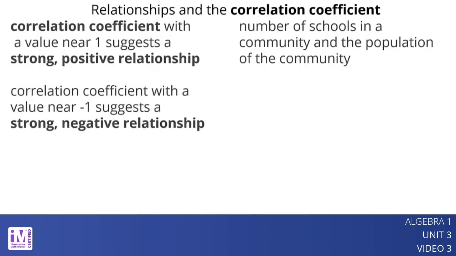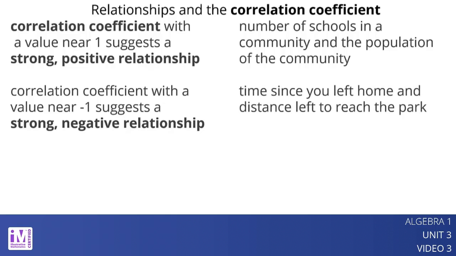Similarly, a correlation coefficient with a value near -1 suggests a strong negative relationship between the variables. Again, most of the data tends to be tightly clustered around a line, but now, when one value increases, the other decreases. The time since you left home and the distance left to reach a park has a strong negative correlation. As the travel time increases, the distance to the park tends to decrease, so this is a negative correlation. The variables are, again, closely linearly related, so this is a strong correlation.